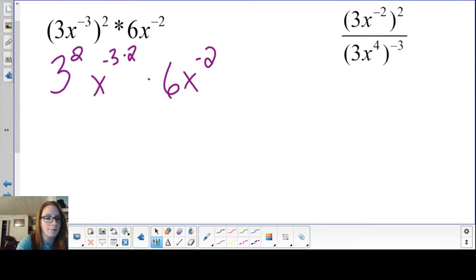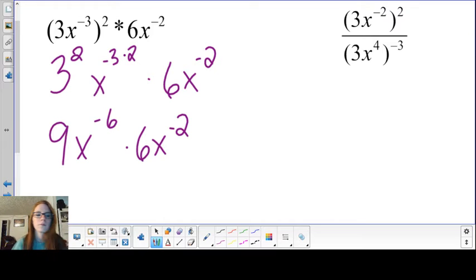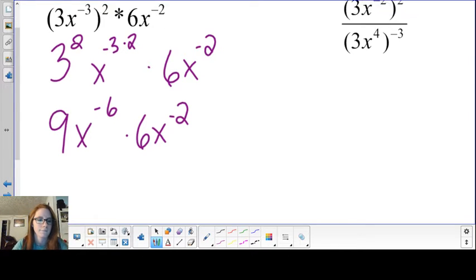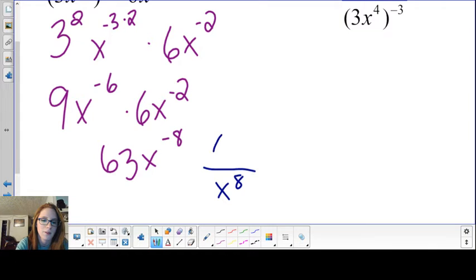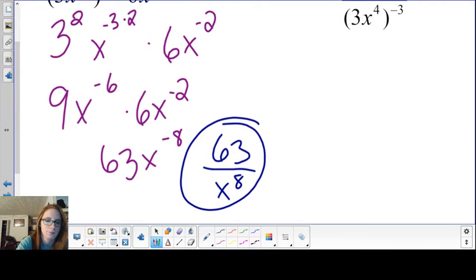3 squared is 9. Negative 3 times 2 is negative 6. So now I have 9 times 6, which is 54. Negative 6 plus negative 2 gives me negative 8. So I'm going to have a fraction again. My x to the 8 goes on to the bottom and becomes positive, and my 54 stays on top.